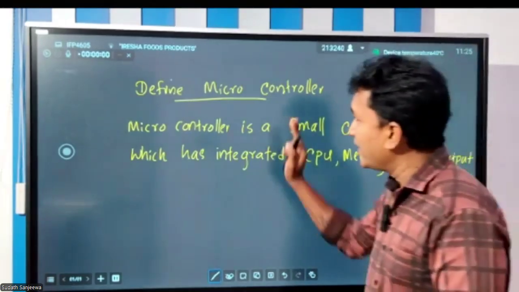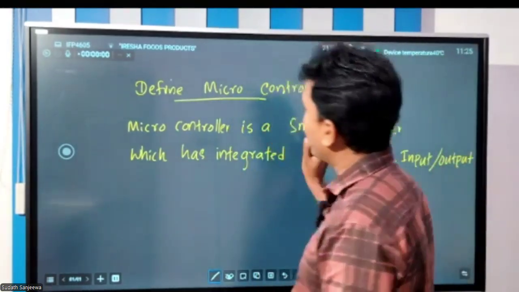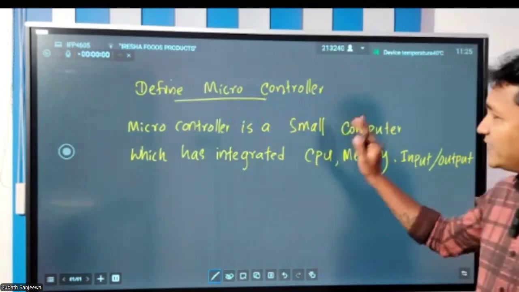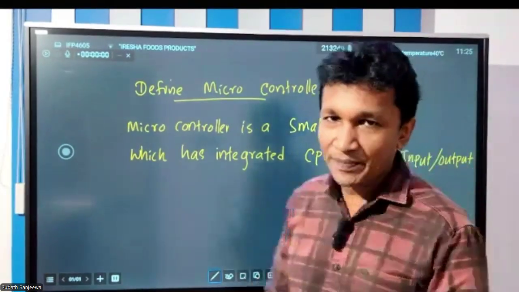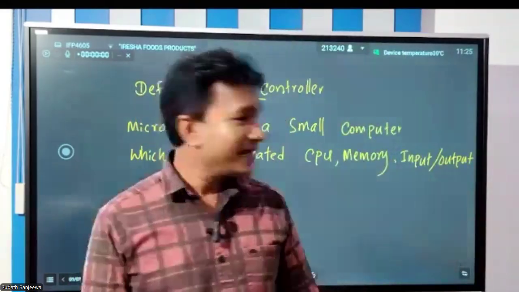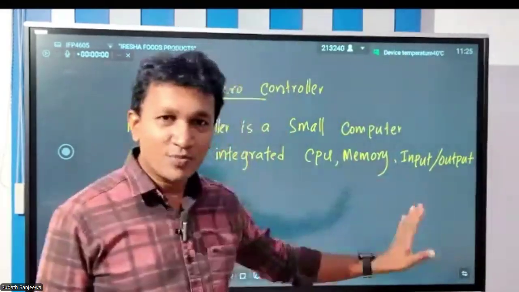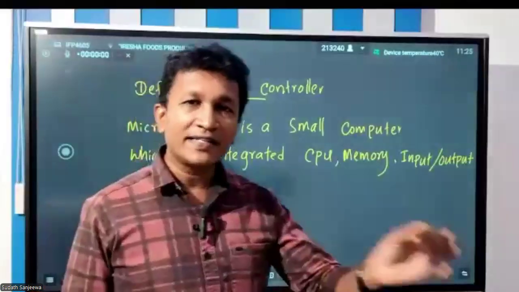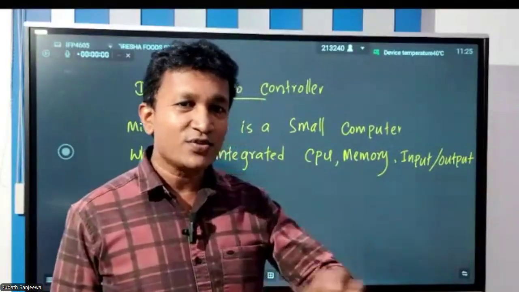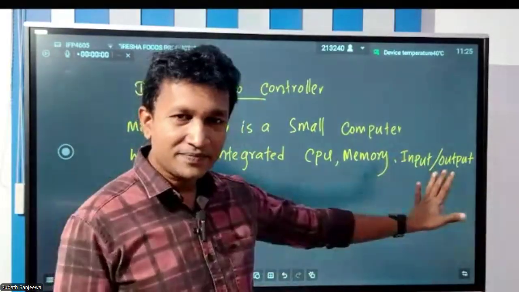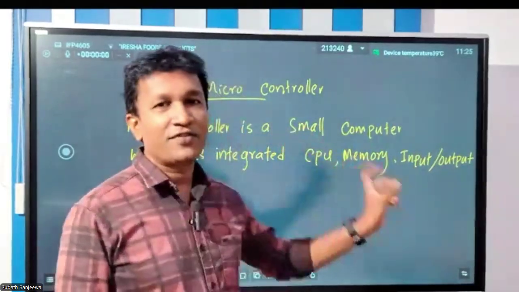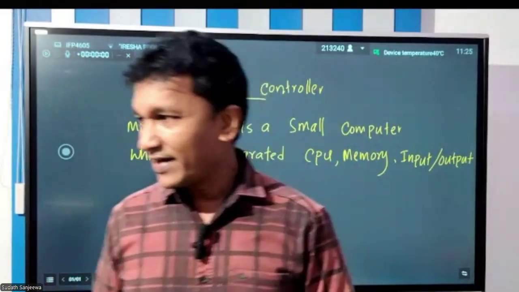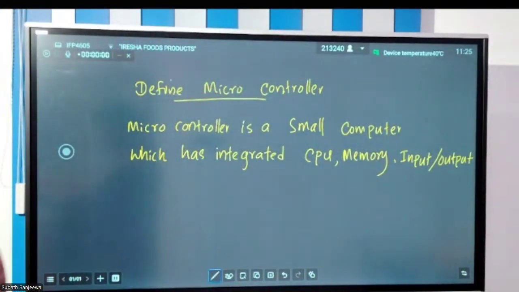Now understand? When you are asked to define a microcontroller: a microcontroller is a small computer which has integrated CPU, memory, and input output. We can connect input output devices to a microcontroller. That is the definition of the microcontroller. You can take this down. Write this down.